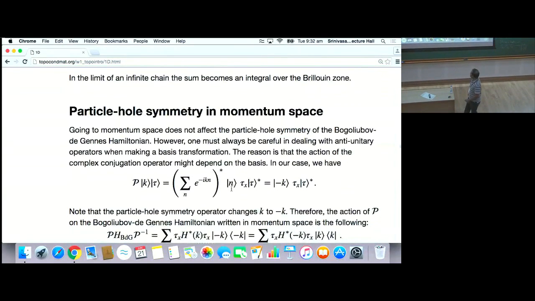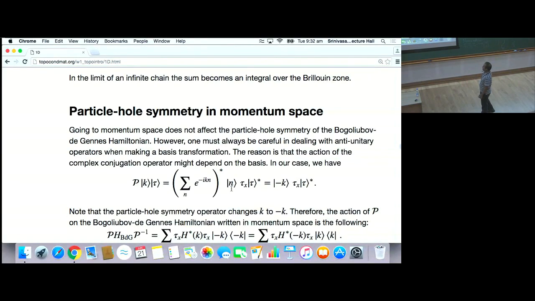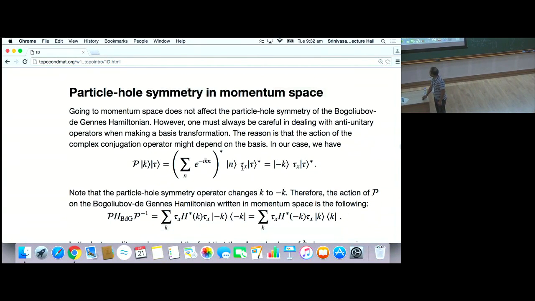But now we have to understand what particle-hole symmetry does in this block space. That's the next step to understanding this. If you work through the application of the particle-hole operator, because it is anti-linear, it changes k to minus k.